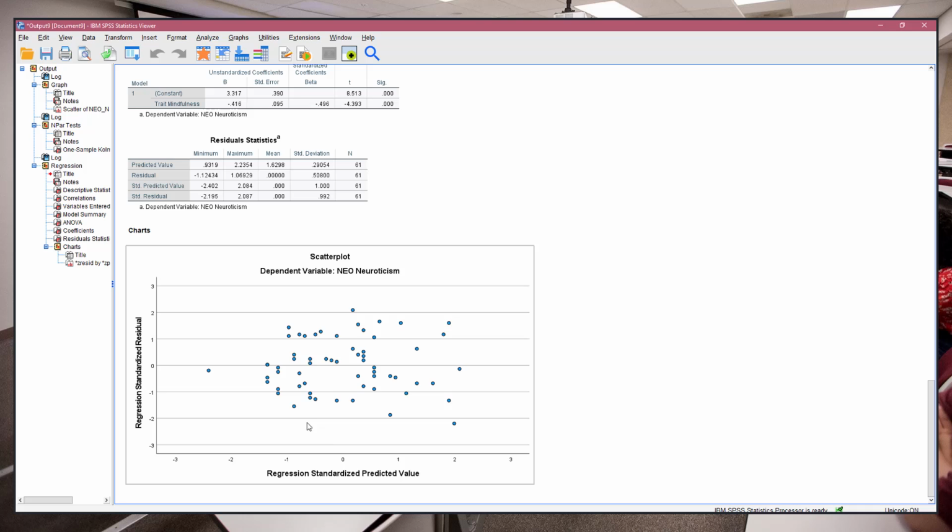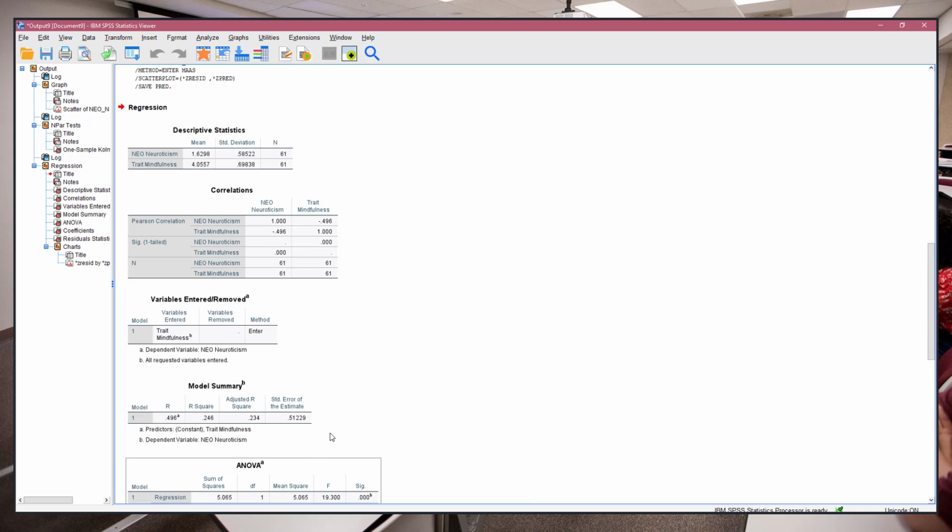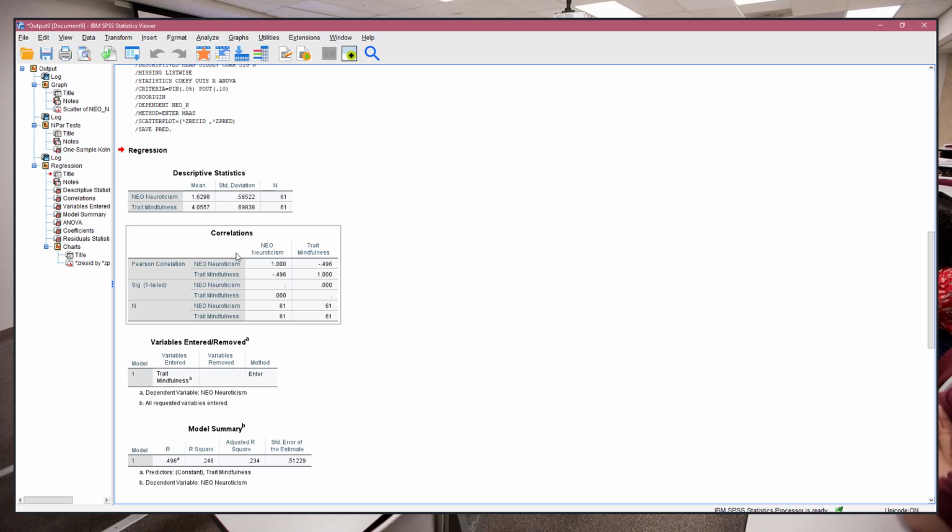So let's go ahead and assess our output. So I'm going up to the top of the output, and you can see, because we requested descriptive statistics, it gave me the mean and the standard deviation for both of the variables in our model. And we can see we had a total of 61 people in this analysis. And then it also gives us the correlations, right? So this is exactly what you would get if you ran a Pearson product moment correlation analysis like we did in the last lab. So regression just gives that to you.